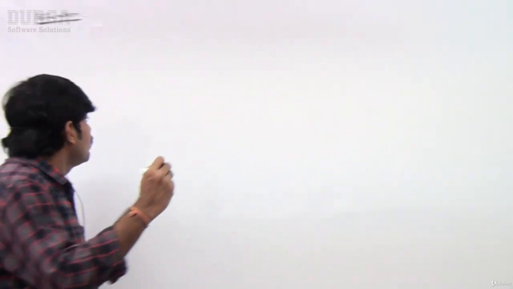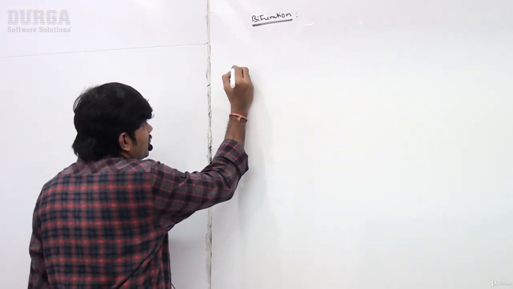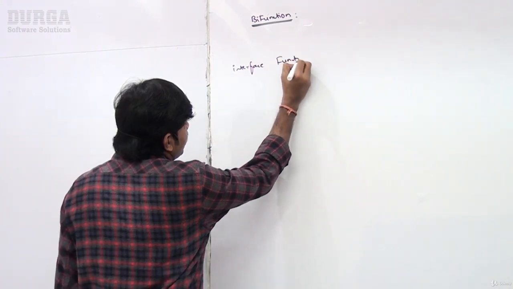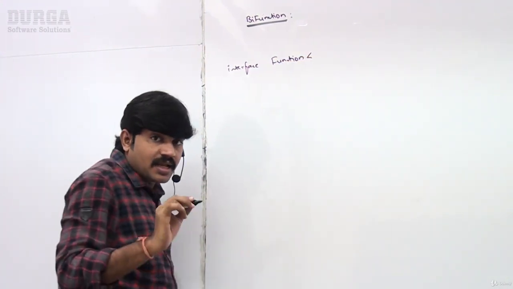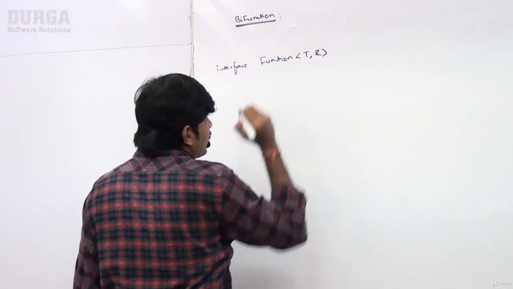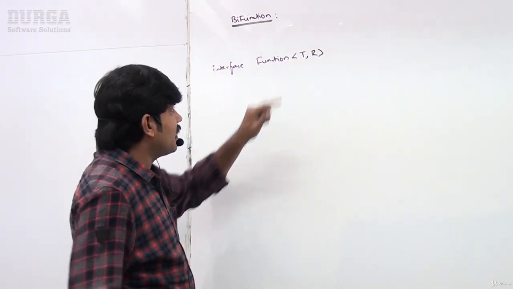To accept two input values, we should not go for a normal function. Compulsorily we should go for what? A BiFunction. Remember this. Except for these two arguments, there is no other difference between these two interfaces. Just observe that. If I take the normal Function interface like this, it takes an input type and a return type.